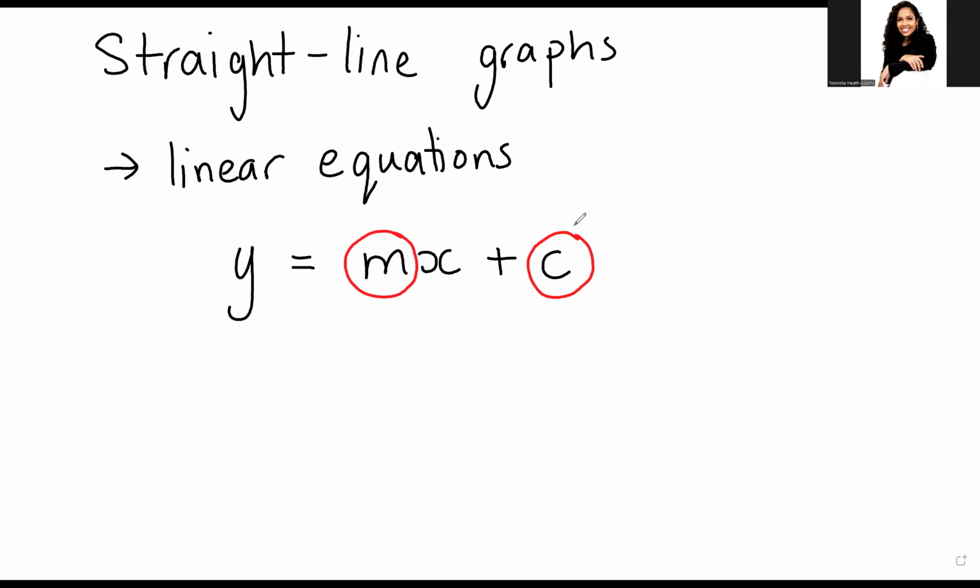What does m refer to, guys, in the equation of a straight line? Y is equal to mx plus c. What is m? That's the coefficient of x. And what is c? The constant. What do those two things refer to? M is the gradient, right? And what about C?